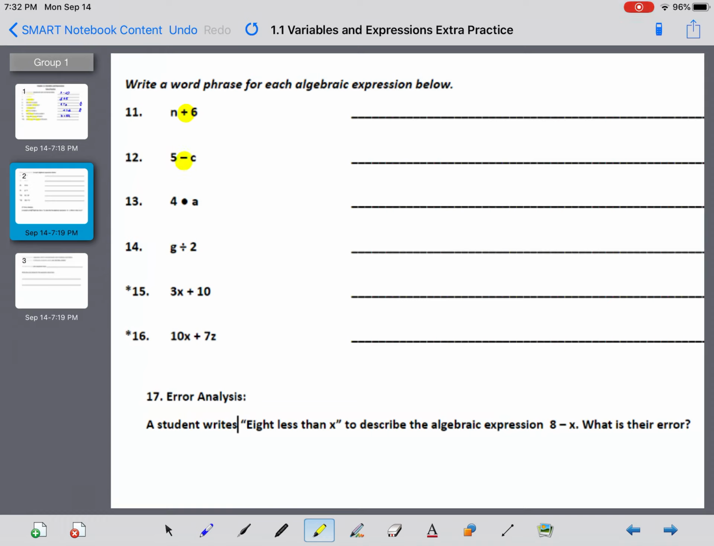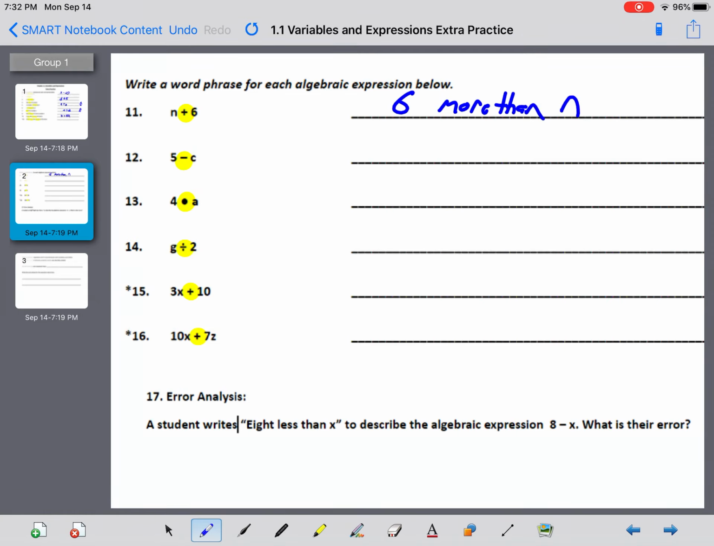I'm going to identify our operators, and again, I'm going to do every other one. N plus 6. Now, there's a few ways to write this. I see an addition sign, okay? So we can use several different phrases. We can use more than. We could use sum. So I'm going to write this one using more than. 6 more than n. 6 more than n.